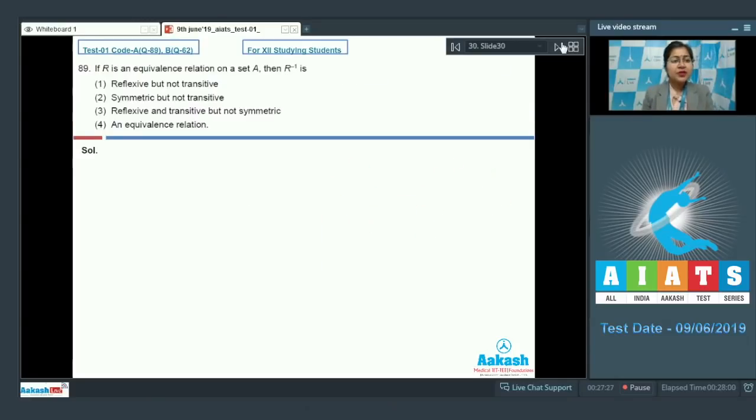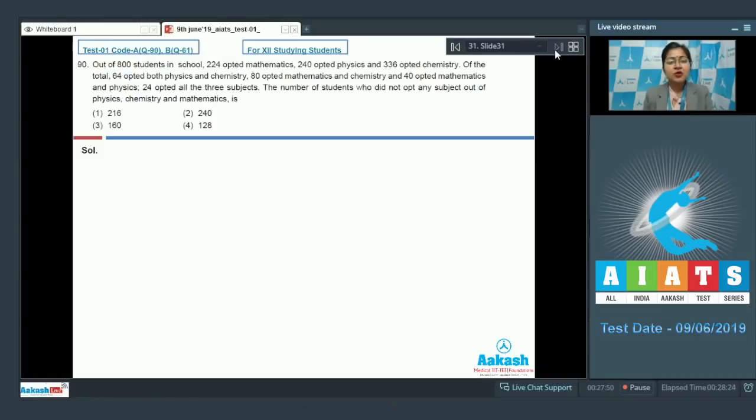Next is question number 89, which says that if R is an equivalence relation on set A, then R inverse is? It's very simple: if R is an equivalence relation, then R inverse will also be an equivalence relation. So directly we can say that option number 4 will be the correct choice. Next is question number 90.